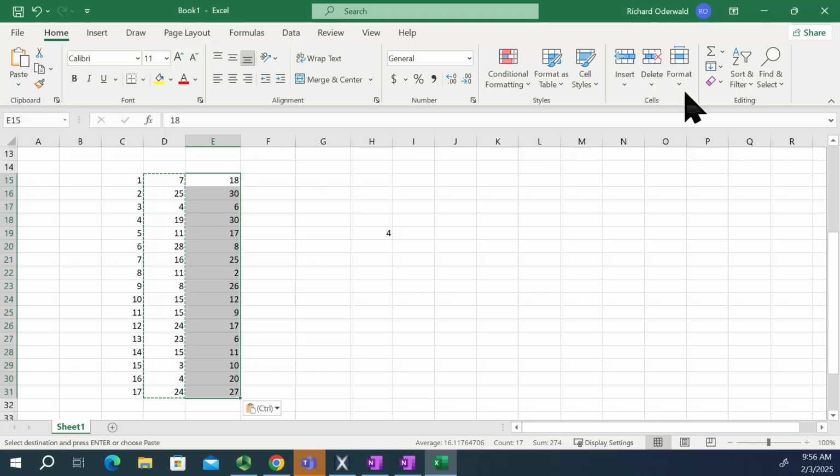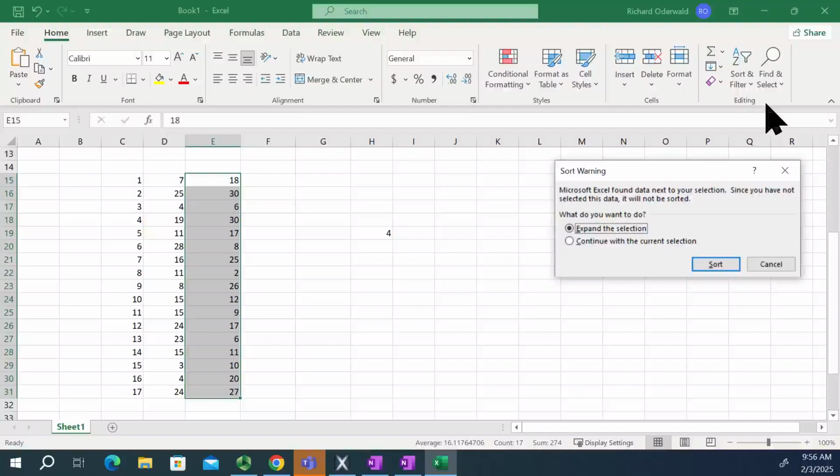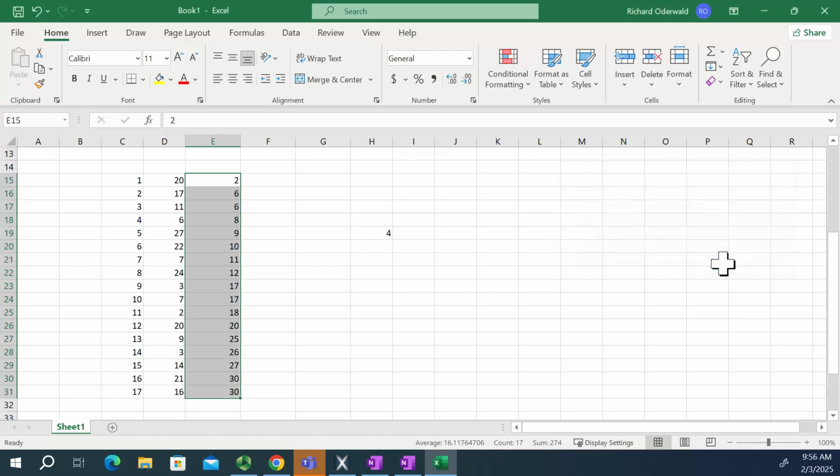So here, I've got these marked. Go to the sort and filter. It's up on the far right. We want smallest to largest. And because I've got numbers beside it, it's going to say, do you really want to just do these? What about these others? And I say, no. Continue with the current selection. And I have a list of numbers in order now.